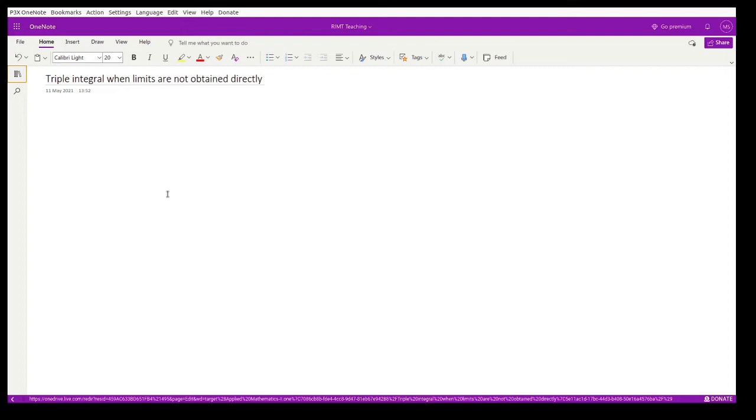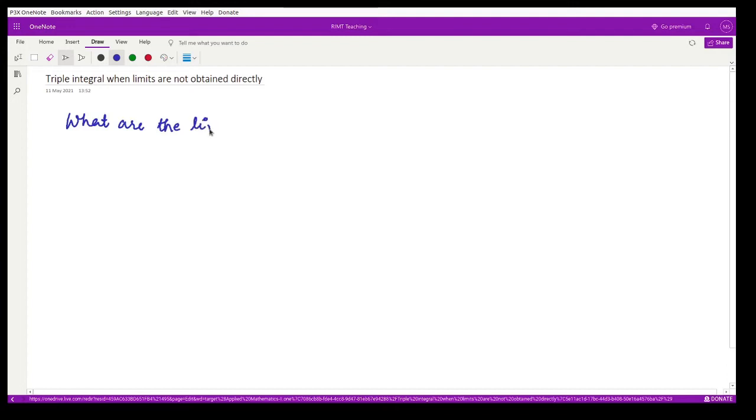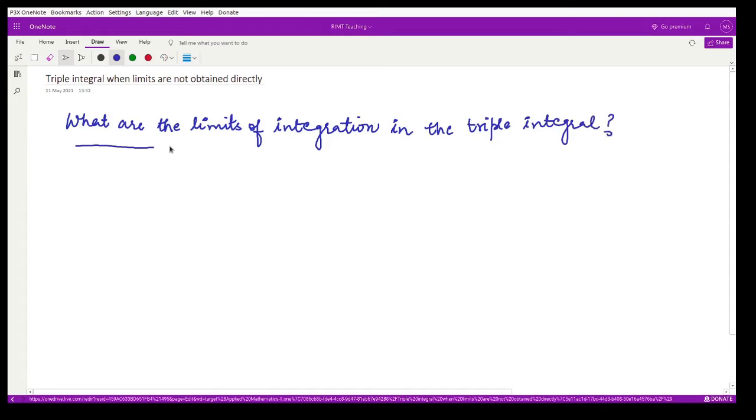So let us see the case when we do not know what the limits of integration are. What are the limits of integration in the triple integral case? For this, let us see a question.